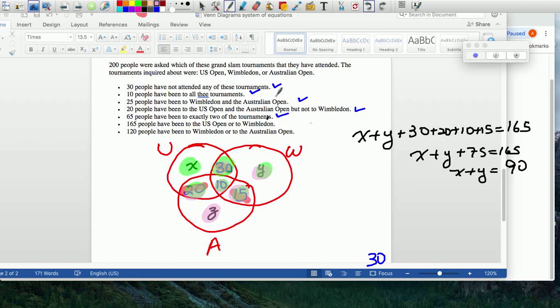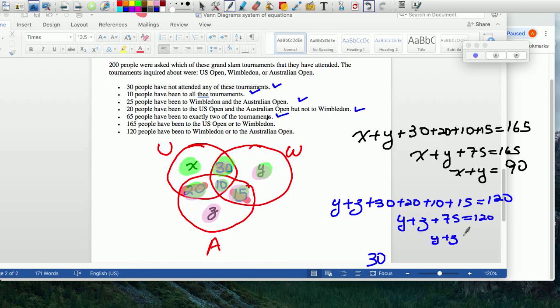There's my second equation. So my second equation is going to be y plus z and all the constants. It's going to be 30, 20, 10, and 15. 30 plus 20 plus 10 plus 15, and that's all going to equal 120. Let's consolidate. y plus z plus 30, 50, 60, 75 equals 120. And y plus z equals 45. Okay. Now, we have these two equations.